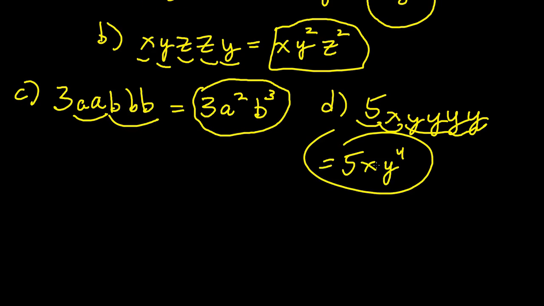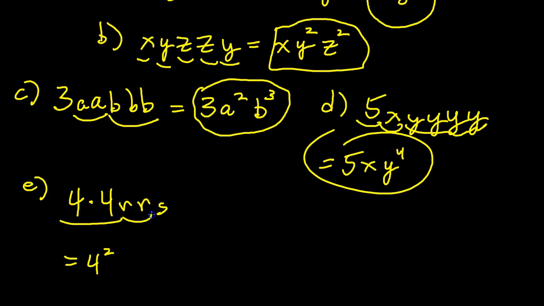2 more in this example on page 69. Part E deals with 4 times 4 times r times r times s. Well, I know that 4 times 4 is 4 squared. R times r is r squared. And one factor of s remains. I would probably simplify this finally and say 4 squared is 4 times 4, that's 16 r squared s.